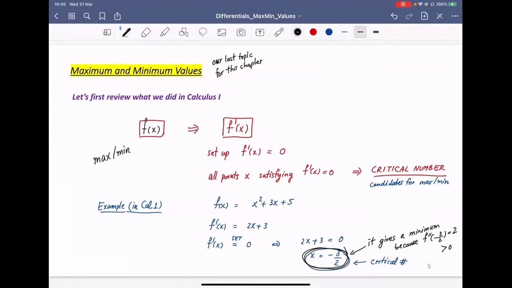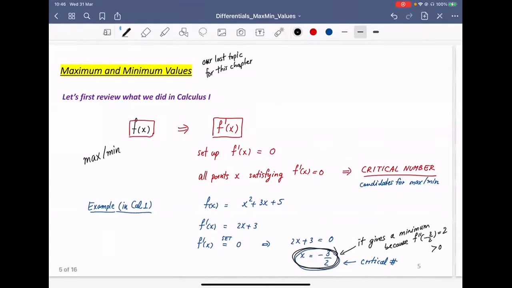Sounds good? Hopefully you are familiar with this. If you feel like you already forgot it, just recall it. When you learned Cal 1, you did this before. You have a function f, you differentiate one time, and then you set it equal to 0. You solve for the critical number, and then you get the candidates for max and min, and after that you have a few ways to check that those points are actually max and min.